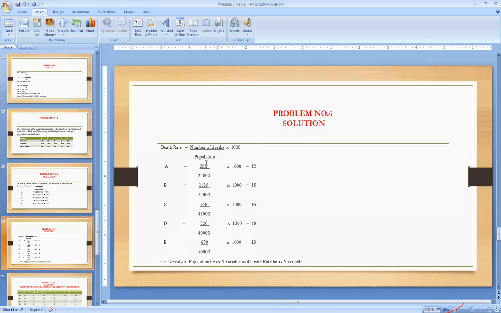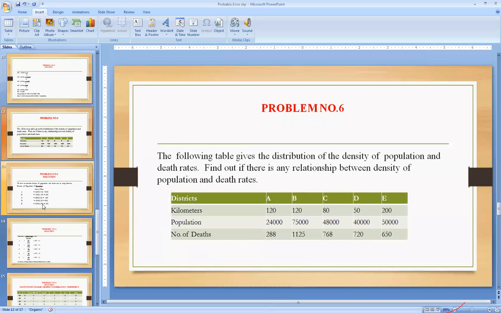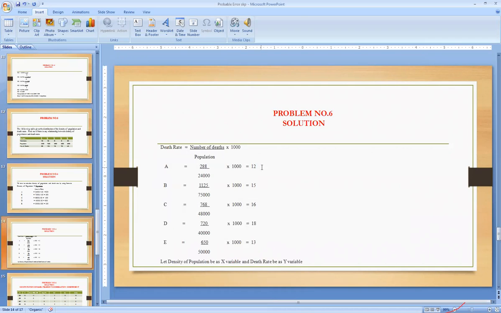In the same manner, number of deaths they have given in the question, that is 288 divided by 24,000 into 1000. The value of death rate is 12. In B district, 1125 by 75,000 into 1000 is 15, 768 by 48,000 into 1000 is 16, 720 by 40,000 into 1000 is 18, and 50 by 50,000 into 1000 is 30. So these are all the y variables.